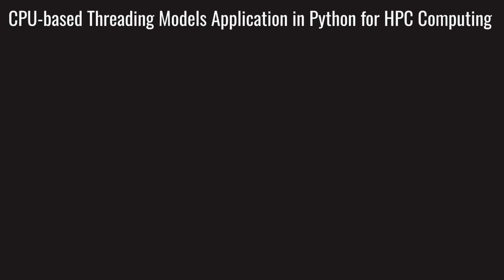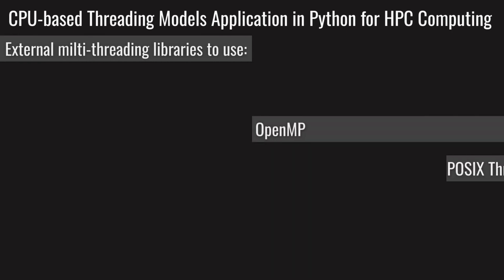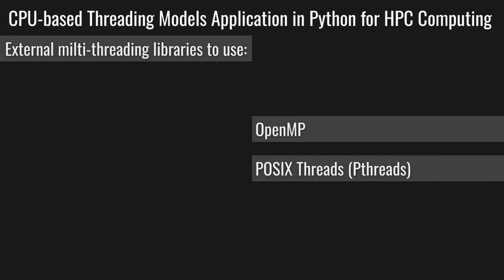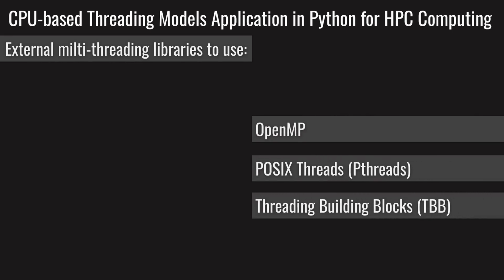In our examples, we will show how to rely on the following external multi-threading libraries: OpenMP, POSIX threads, also known as Pthreads, and Threading Building Blocks, TBB.